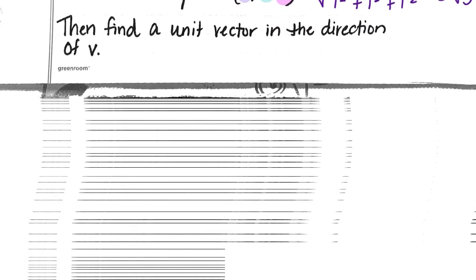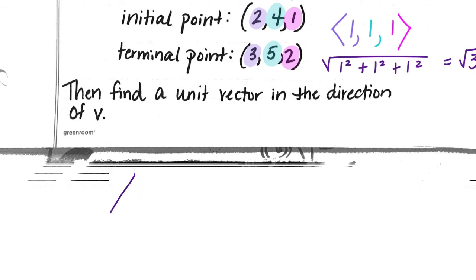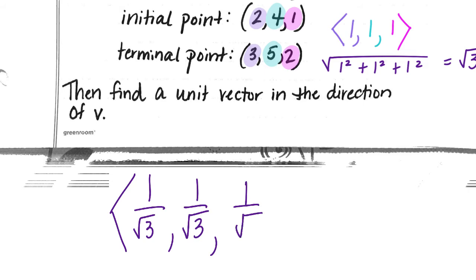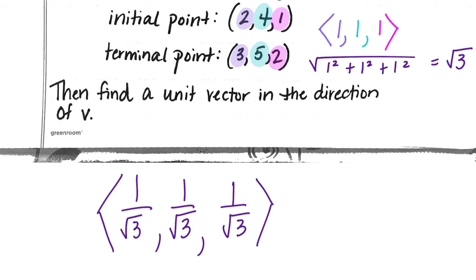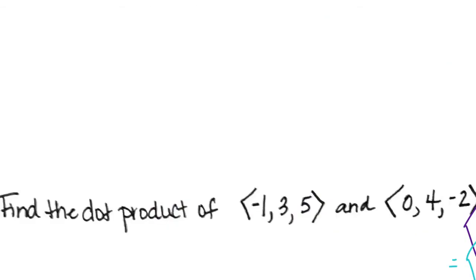All right, the next question says, then find a unit vector in the direction of v. Well, remember the unit vector, we are taking the component form and we are putting it over the magnitude, component form over magnitude, component form over magnitude. Now, at the end of chapter 6, I told you guys you didn't have to rationalize anymore. So I will take this, or if you want the rationalized form, I will also take the square root of 3 over 3, the square root of 3 over 3, and the square root of 3 over 3. Either one.